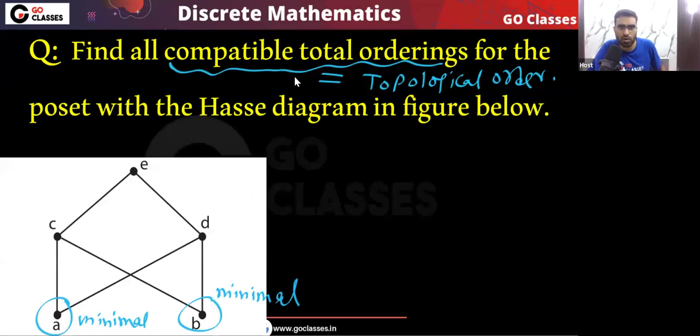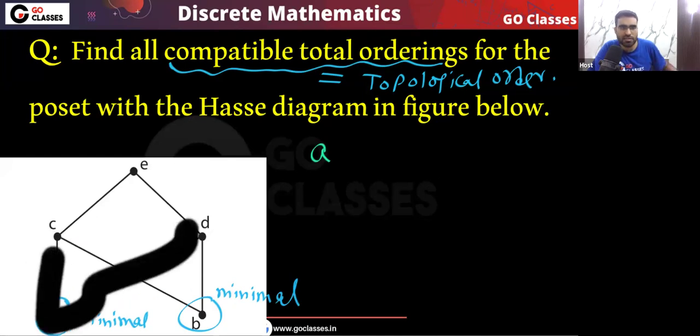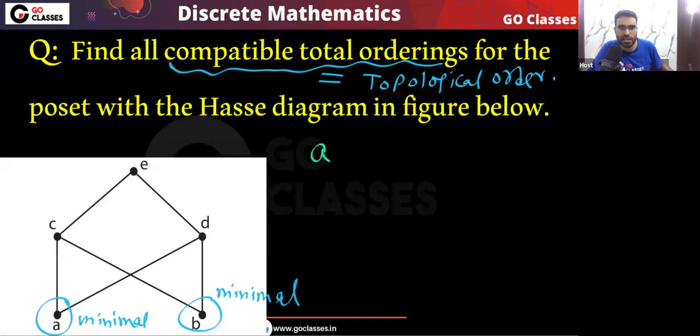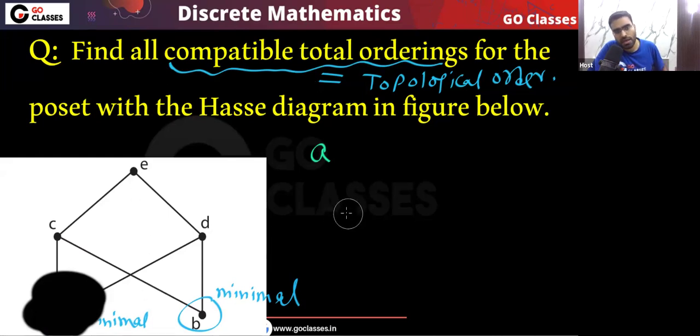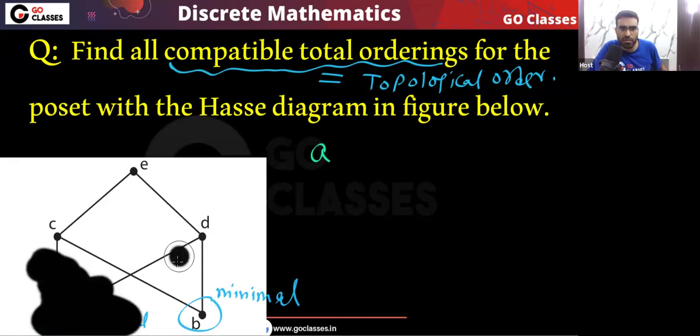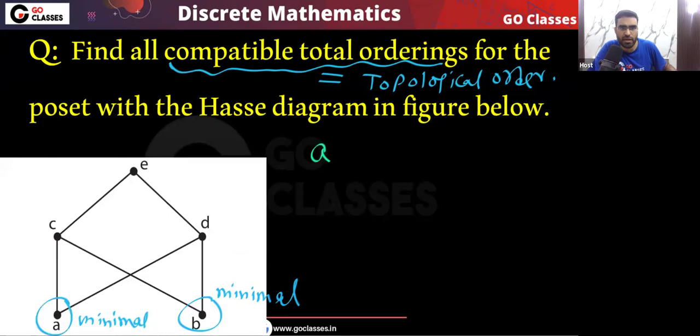Minimal, yes or no? So I can start with A. If I delete A, now what is the next thing I can take? I can start with A, right? Now delete A, now forget about A. Now, can I take C? Tell me. If I delete A, now you tell me what is minimal here in this new diagram. I'm starting with A. This is my starting point because A is minimal.